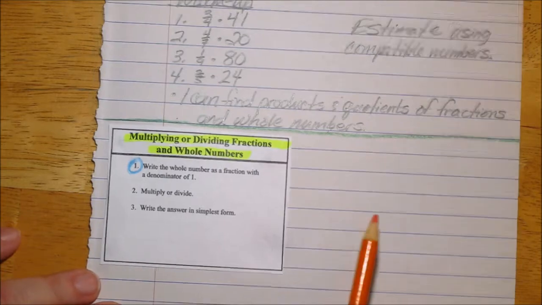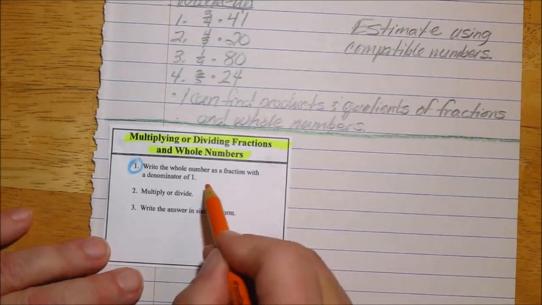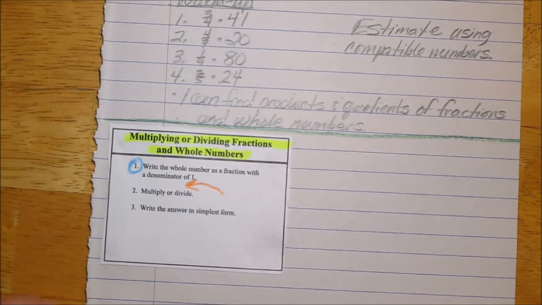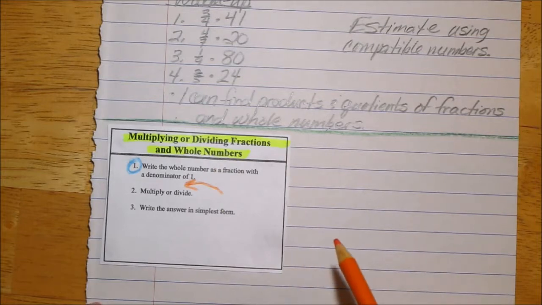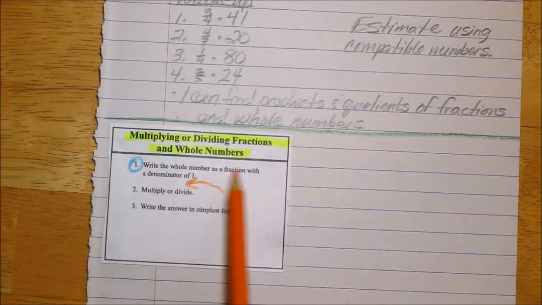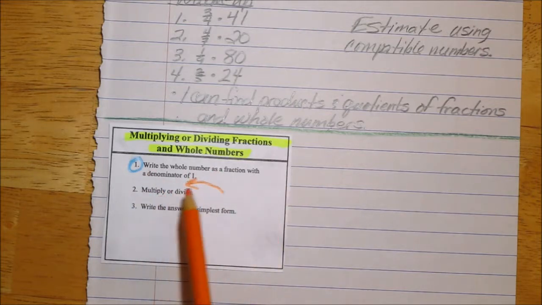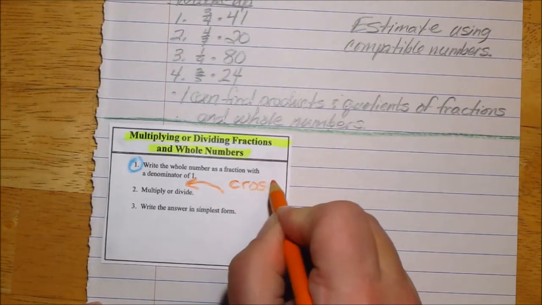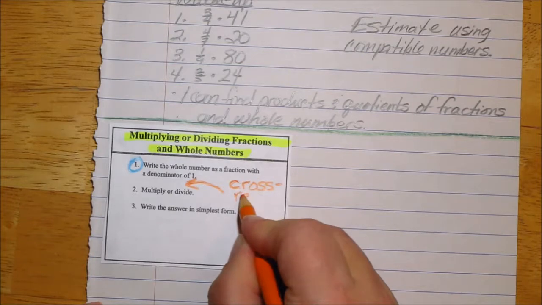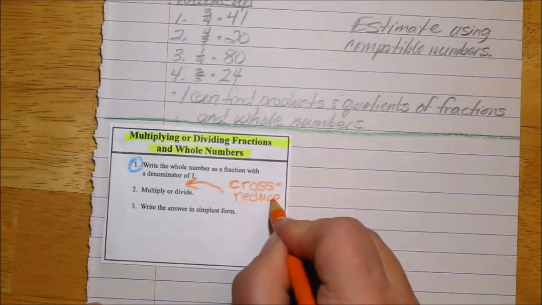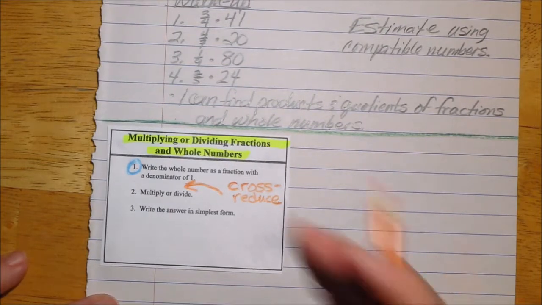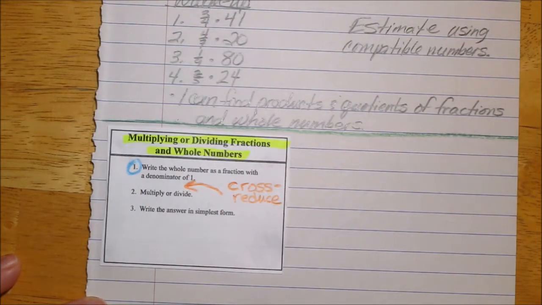So step 2 isn't in these notes, and I am going to insert it in here. Step 2 is always circled with an orange pencil, and I think that they should have put it in there. First, we write the whole number as a fraction with a denominator of 1, and then we cross reduce. That's part of our multiplying and dividing process, okay? And so that's in orange.